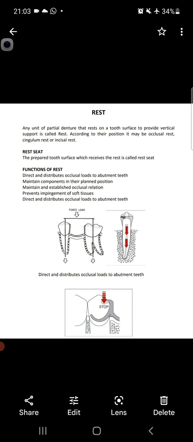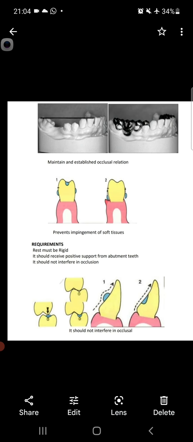Maintain components in their planned position, meaning it maintains the components of the removable partial denture in their position, as in the second diagram. The next function is to maintain and establish occlusal relationship. In the third diagram, look at it: maintain and establish occlusal relation.